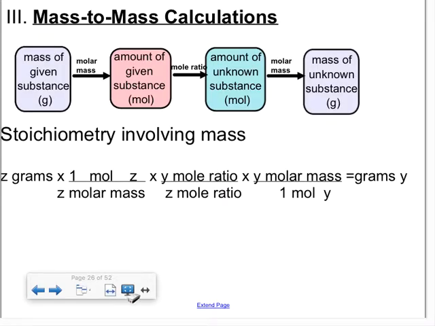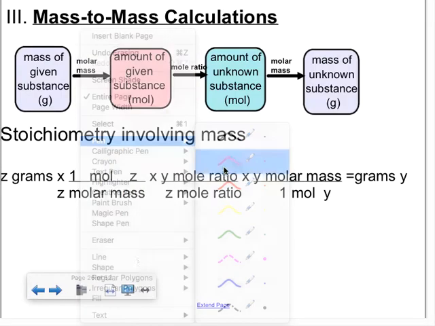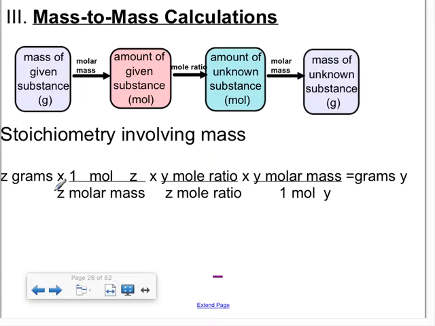So the general guideline here: you're given the mass of a given substance. Your first conversion is going to use the molar mass. So you're going to divide by that molar mass to get to moles. Now you're in moles of that substance, and now you can use the mole ratio. So your second conversion is the mole ratio of your given substance to your unknown substance. And now you have moles of your unknown substance, but they want you to figure out the mass of it. So then you're going to multiply it by the molar mass. So here we're going to divide by the molar mass, and here we're going to multiply.